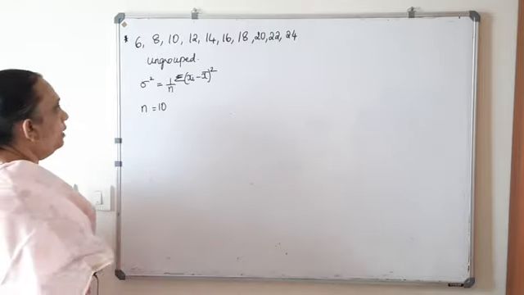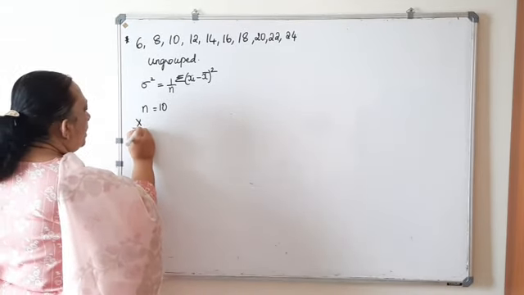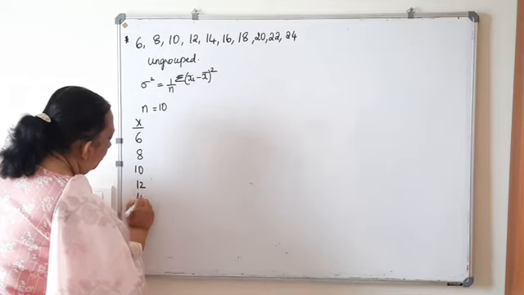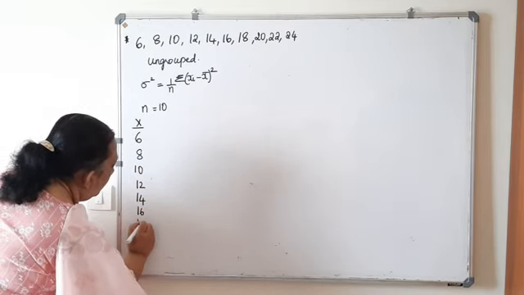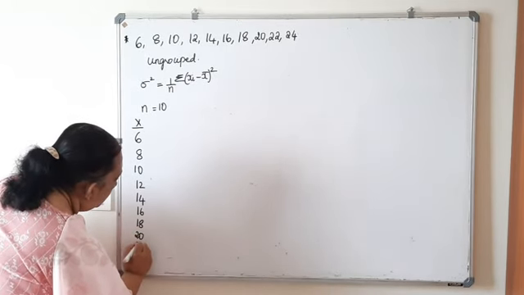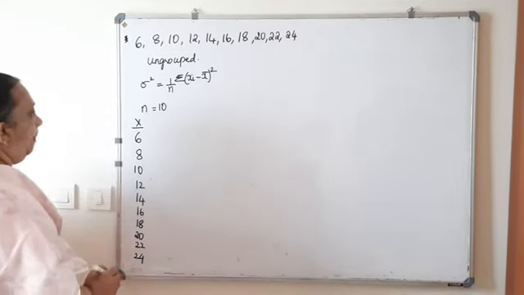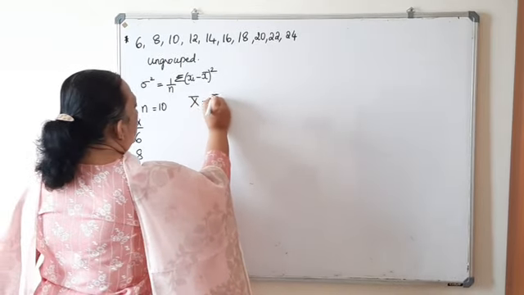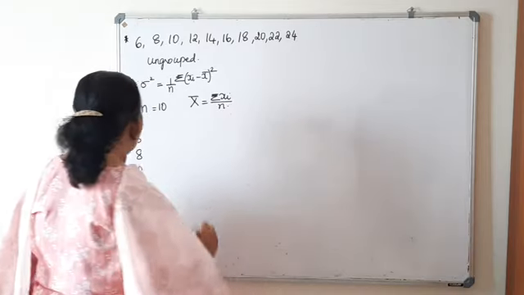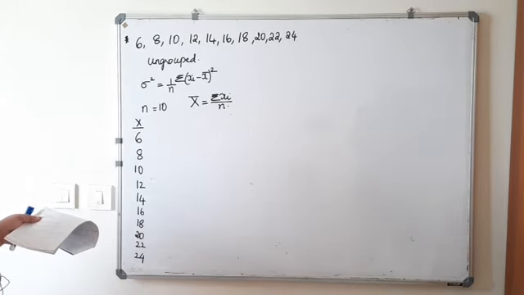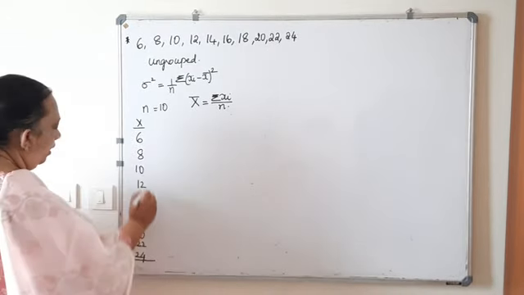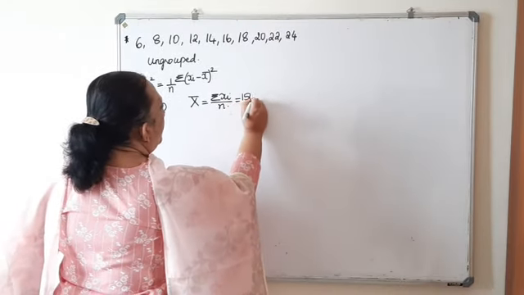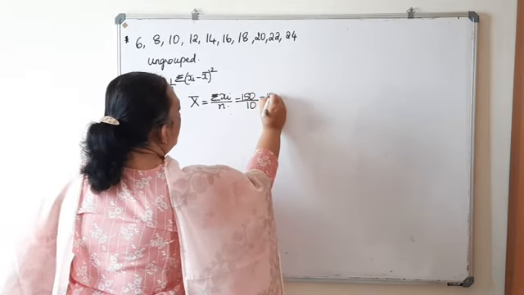Now, here you have to find out x bar. So, I'll write the values. X values are 6, 8, 10, 12, 14, 16, 18, 20, 22, 24. X bar is sigma xi divided by n, because only the data values are given. What is sigma xi equal to? When you add all together, you get 150. 150 divided by n, n is equal to 10, which is equal to 15.